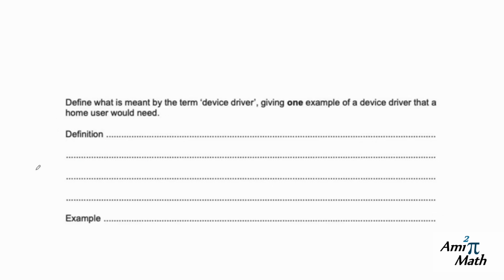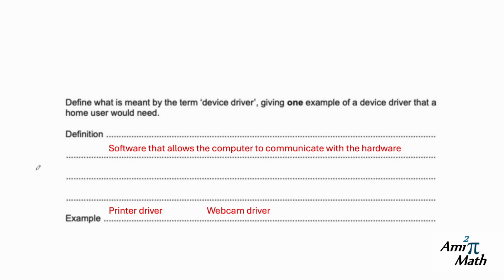Define what is meant by the term device driver, giving one example of a device driver that a home user would need. So we know the definition from earlier. It's software that allows a computer to communicate with the hardware. For example, you can have a printer driver, a webcam driver, a graphics card driver, or a sound card driver.